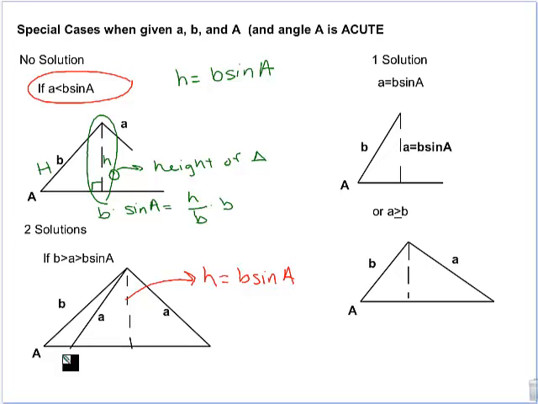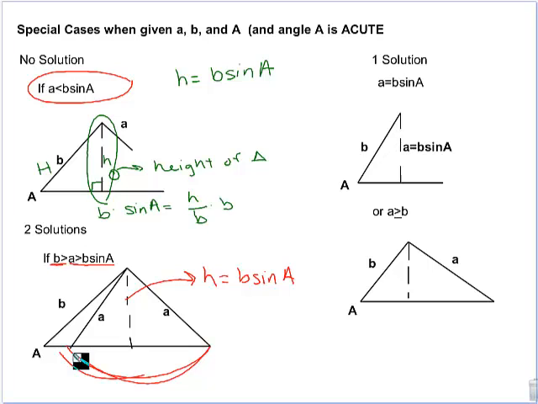Now, in order for this to work, our side A definitely has to be bigger than our height, because it's got to swing. And the other part of this is it has to be less than our B, because our B length here has to be greater so that our A can actually come in and meet those two sides. So if we have this situation, we then have two solutions. And we'll do an example for how we find the second solution.